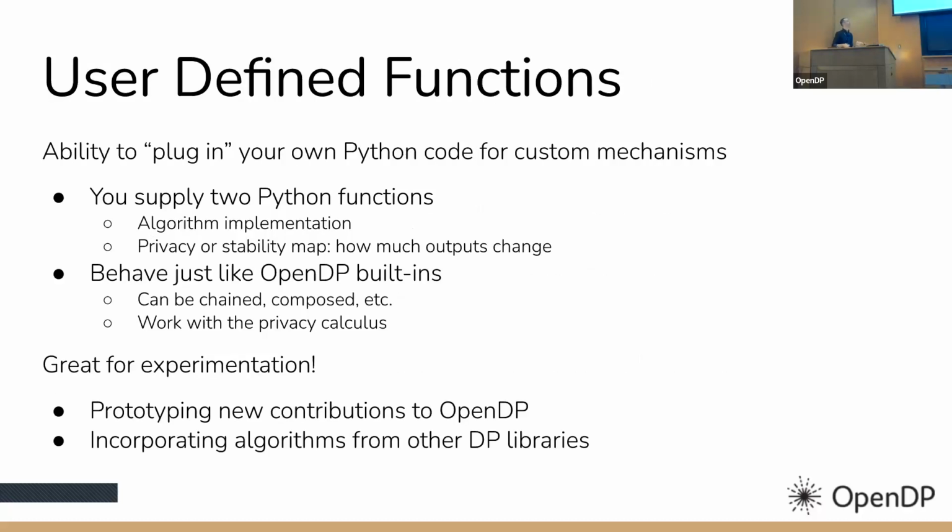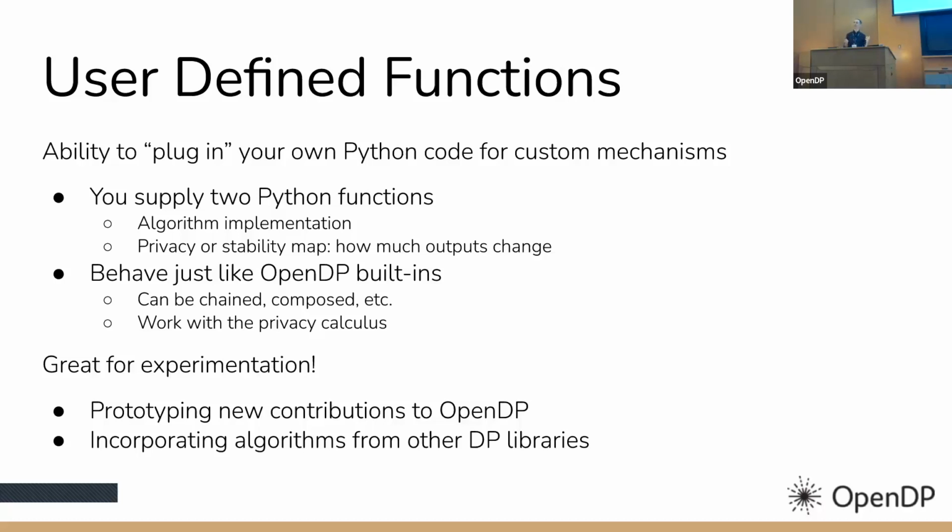Speaking of building blocks, another new thing that we've added is something called user-defined functions. What user-defined functions are about is letting you plug in your own code in a very simple and lightweight way if you want to do a computation that OpenDP itself doesn't model directly. It's very straightforward to do. You just have to supply a couple of hooks, one that computes your algorithm and another one that describes the privacy. And when you do that, they behave just like any other OpenDP built-in: they can be chained and composed, and the privacy calculus all works out.